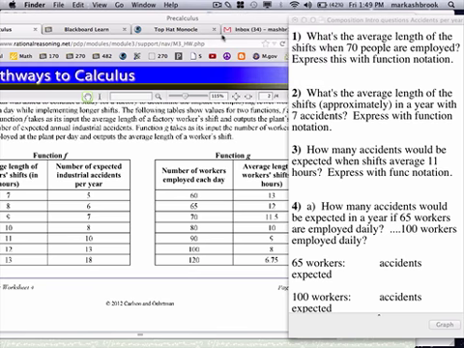What's the average length of shifts when 70 people are employed? Which function do you look at, F or G? And is that 70 the input or output of G? So we're doing G of 70, is that right? Is G's function to take a number of people that are employed and then give you the average length of the shift? So this is expressing that in function notation.